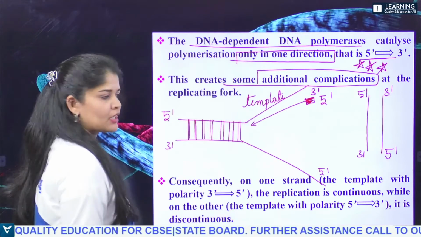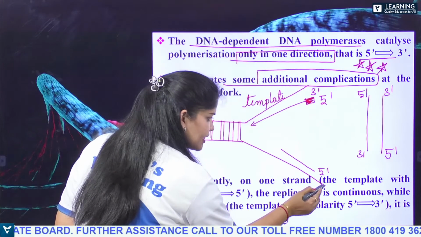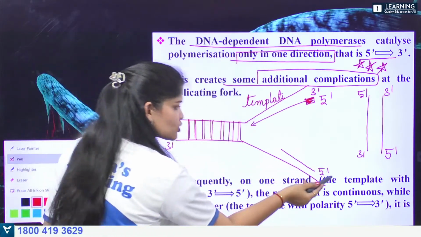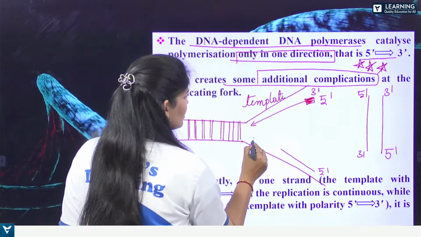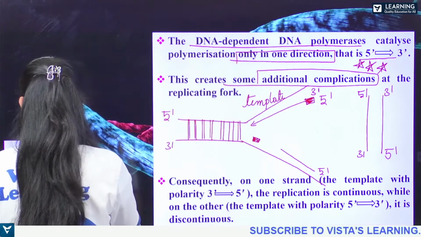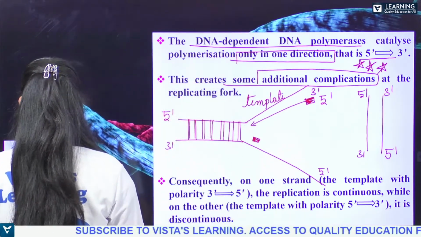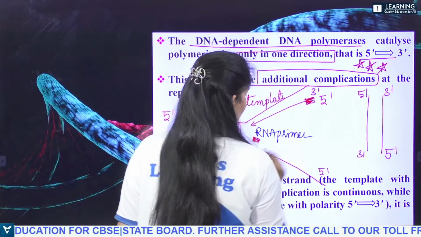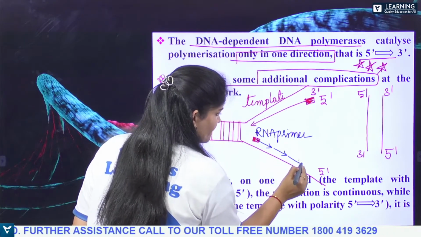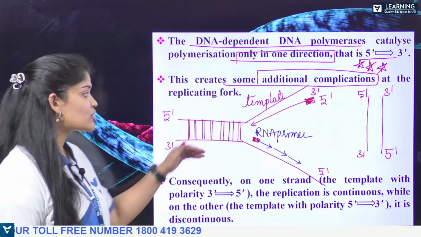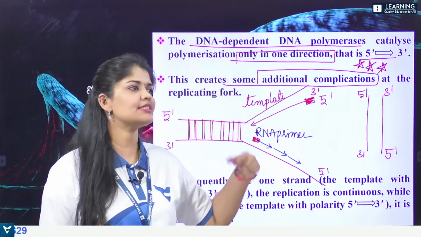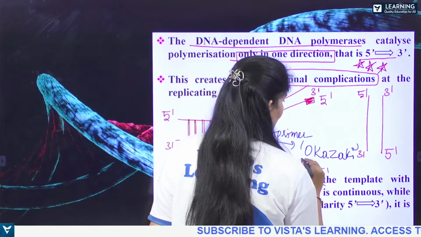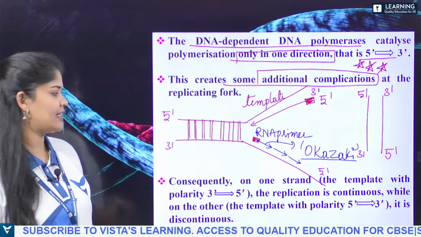But when compared to here, if the synthesis has to start from here, this strand is already running 5' to 3'. Again, polymerization has to come from 5' to 3'. It doesn't happen. So here RNA primer addition takes place and starts synthesizing in this direction. Because of this additional complication, it doesn't run as a continuous strand, but instead it runs as a discontinuous strand. And those fragments we call Okazaki fragments. And these fragments are joined by DNA ligase.